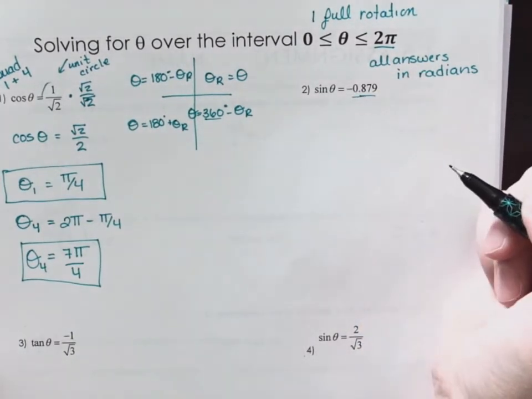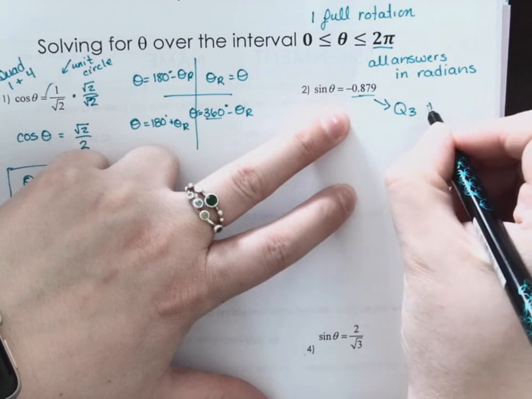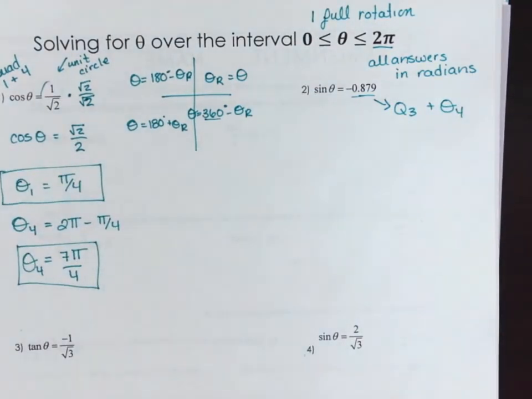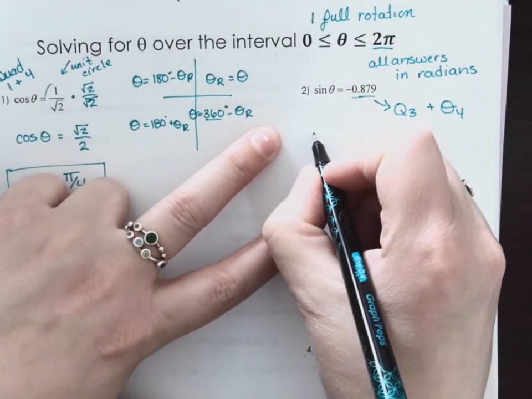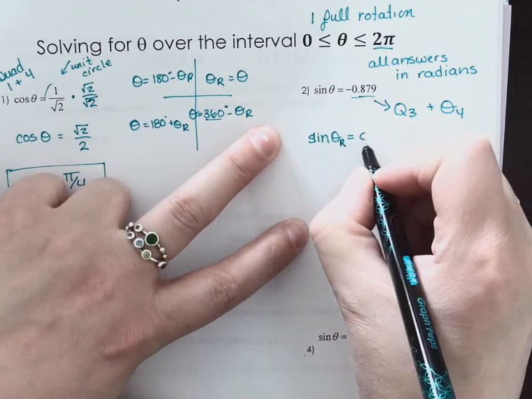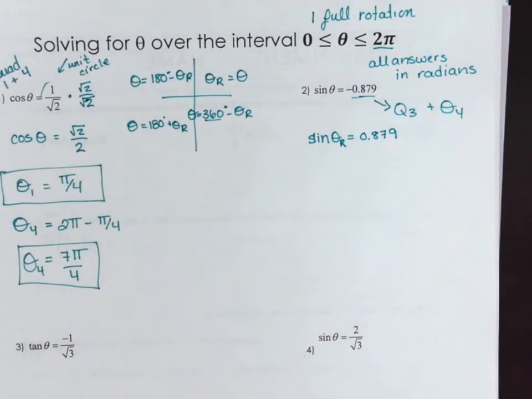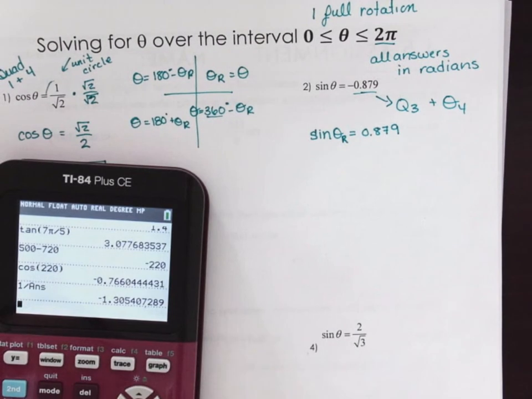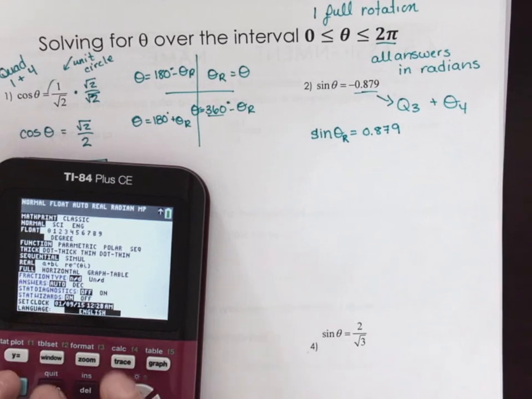So sine is negative. Where is sine negative? Quadrant 3 and quadrant 4. Okay, so if you guys remember from grade 11, but now we're going to be in radians, so our calculator has to be in radians. So this becomes theta reference because we drop the negative sign. We drop that negative sign. All right, so I need to go into my mode. I need to change into radians because we're in radians now.